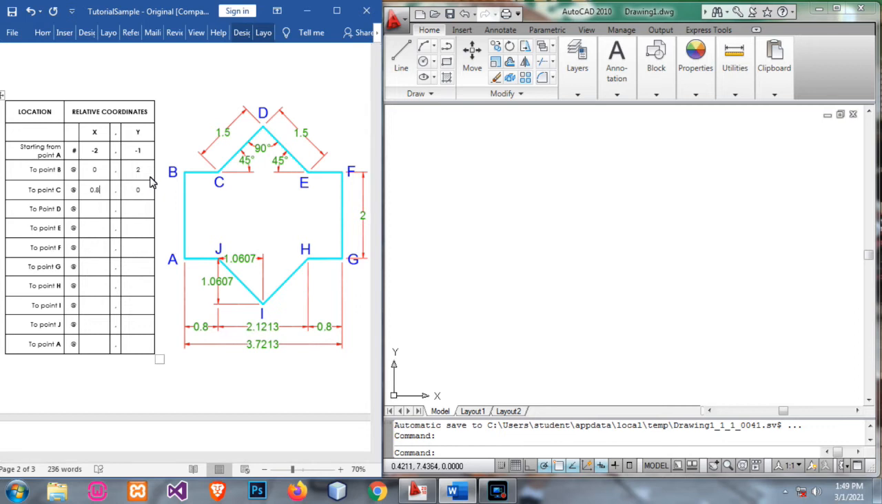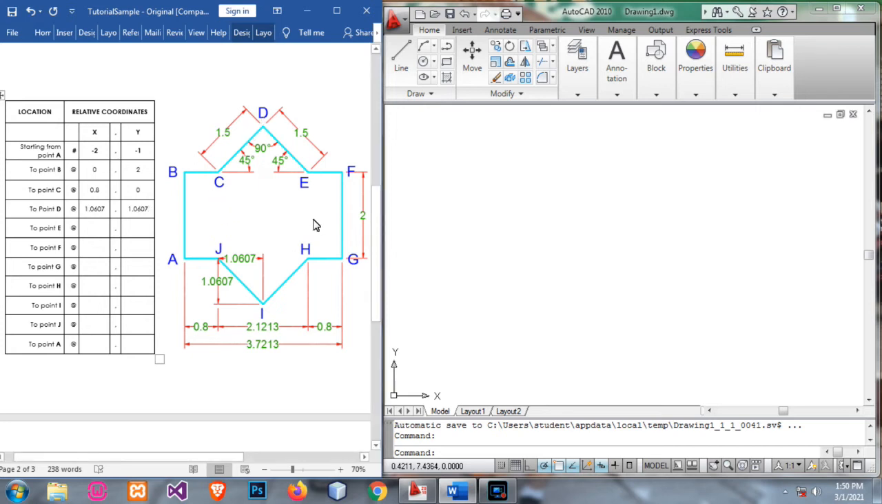Alright, so it's easy. From C to D, as you can see, both x and y change. So there will be no 0 value for your point D. From C to D, we move to the right with 1.0607, and we move upward with 1.0607. Both of them are positive. So we will just input here 1.0607, which is positive for both axes.